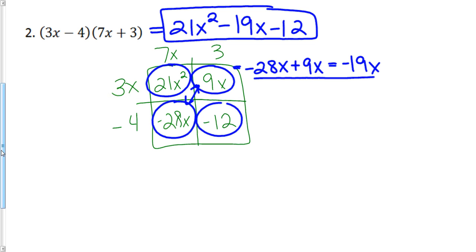Keep in mind that when I'm writing my answers, I always do it in order of the greatest exponent to the least. So we've got the x squared, the simple x, and then the term without an x, or the constant. So please get in the habit of doing that as well.